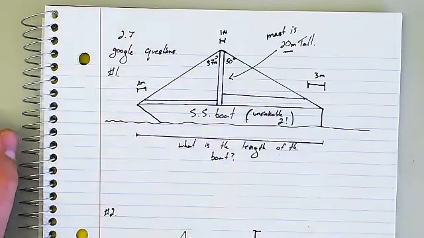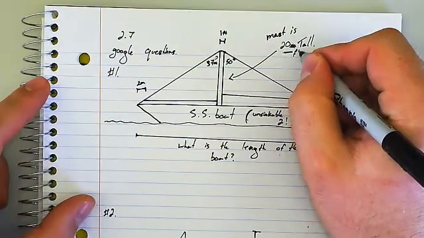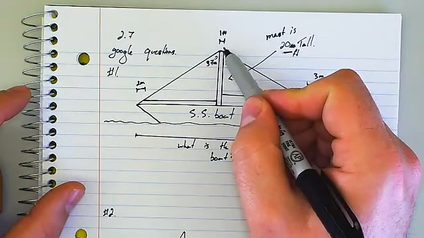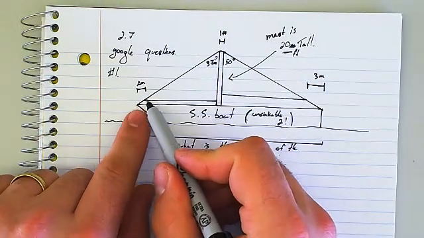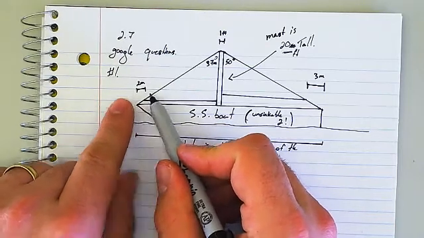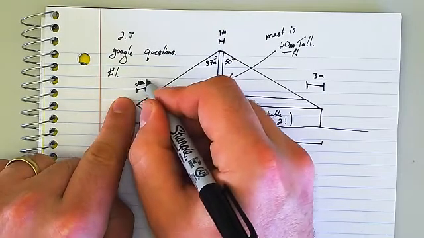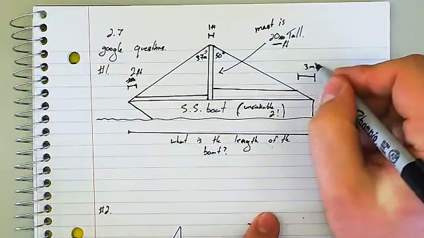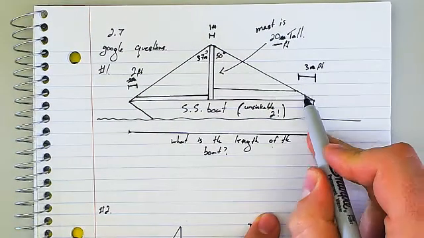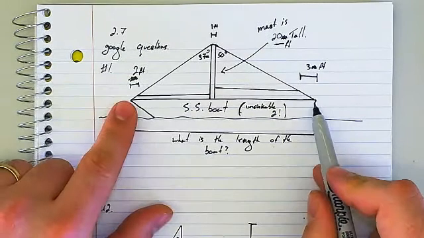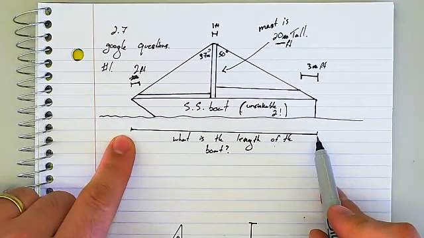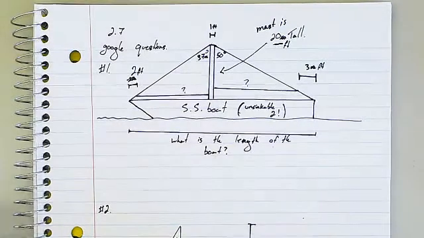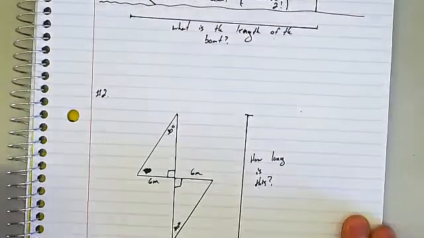You know that the mast has a width of 1 foot. Oh, I should keep these all the same units. We'll say this is in feet. So the mast is 20 feet tall. The width of your mast is 1 foot. And the sail comes down, and where it attaches, there's about a 2 foot gap and a 3 foot gap. So you should have enough information to find the total length of the boat with that.